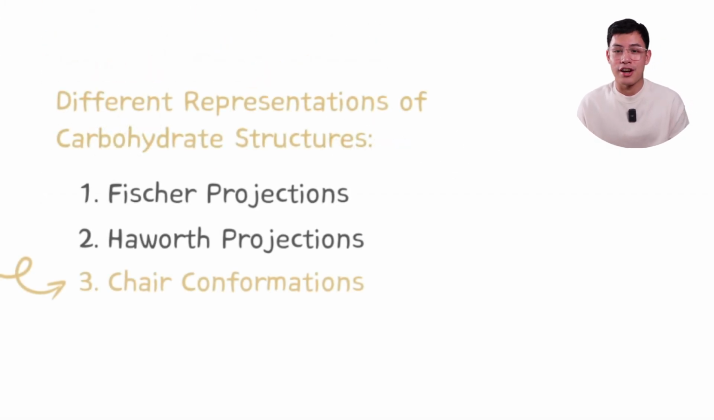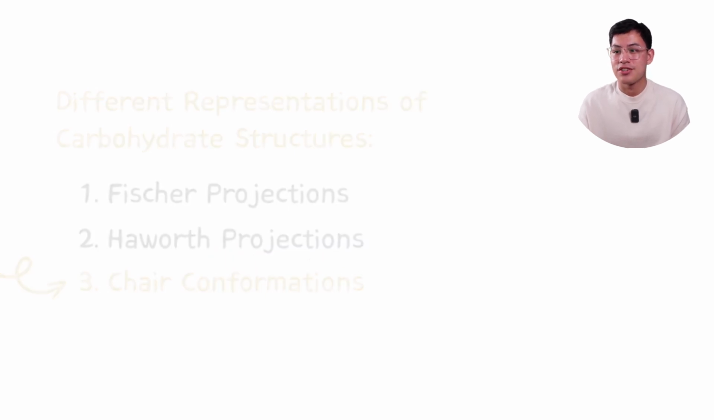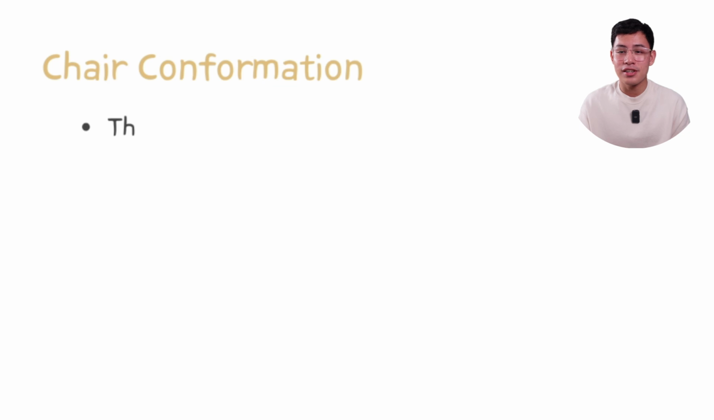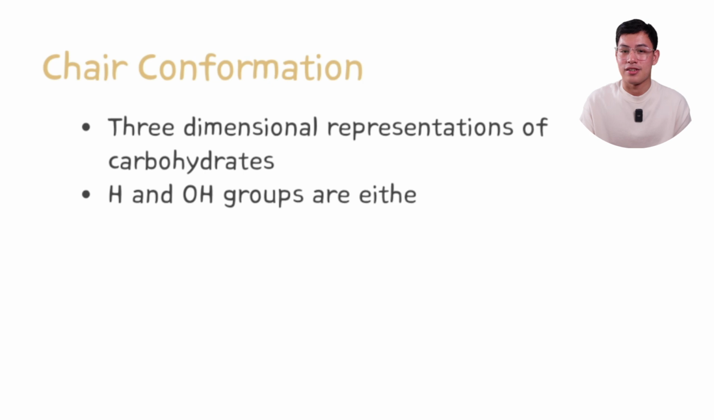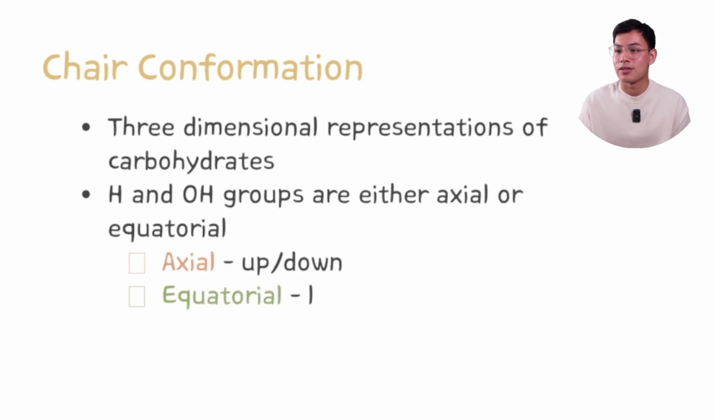Now we go to our chair conformations, which is the third and last representation of carbohydrate structures. Your chair conformations are much like the Haworth projections, but instead they are three-dimensional representations. And the H and OH groups are either axial or equatorial. Axial meaning they're either up or down, equatorial meaning left or right.